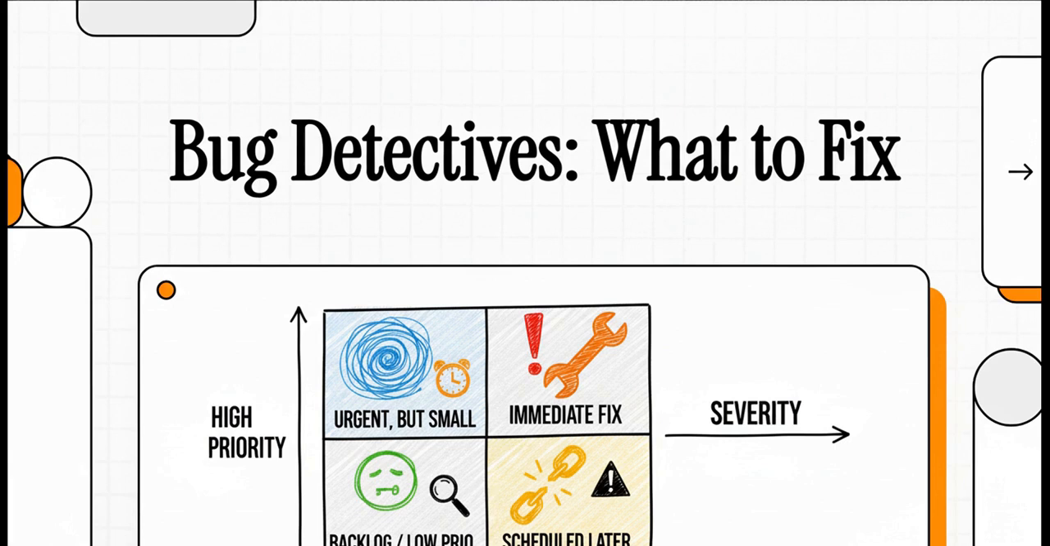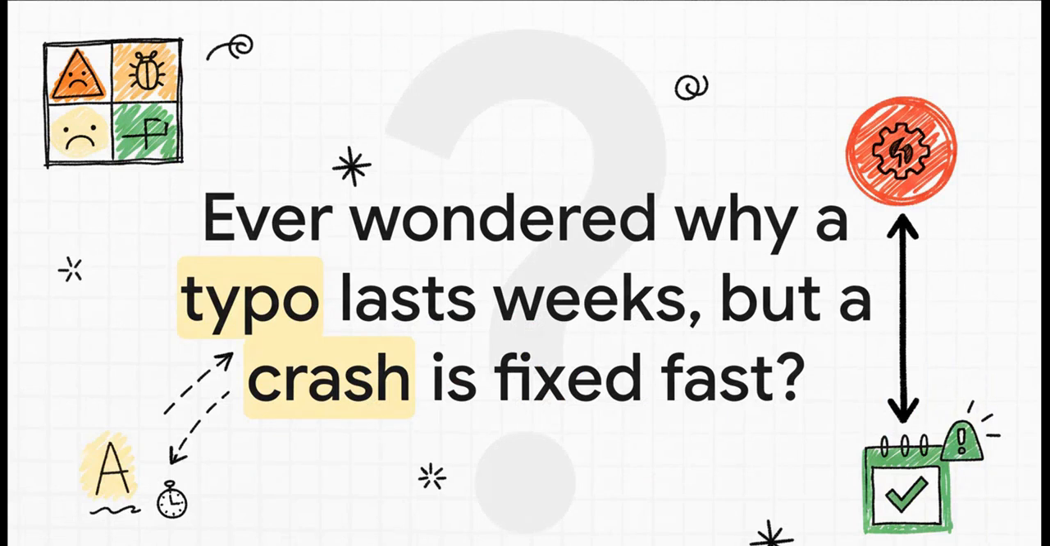There's a system. And today, we're going to go undercover, become bug detectives, and figure out exactly how developers decide what to fix first. I mean, you've totally wondered about this, right? Why that one annoying typo sticks around forever, but a big app-breaking crash gets fixed almost immediately. Well, like I said, it's not random. There's a very clear method to the madness.